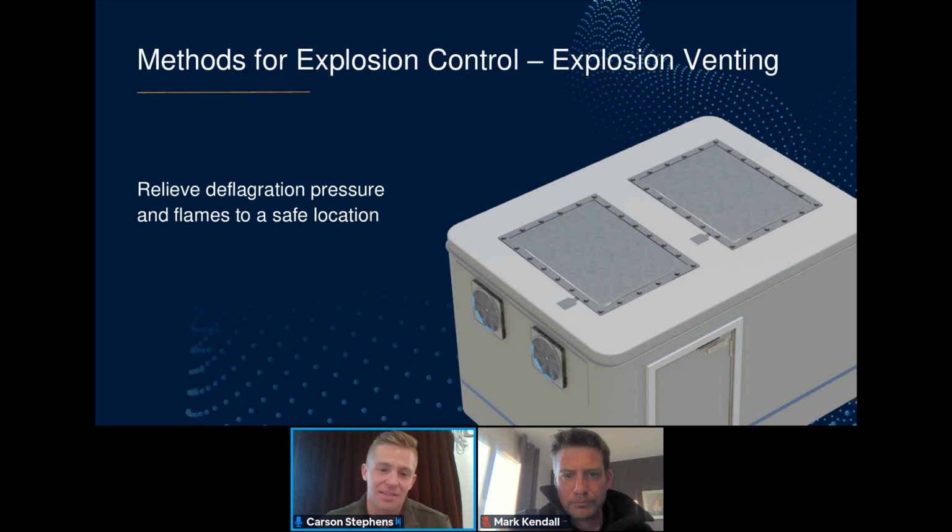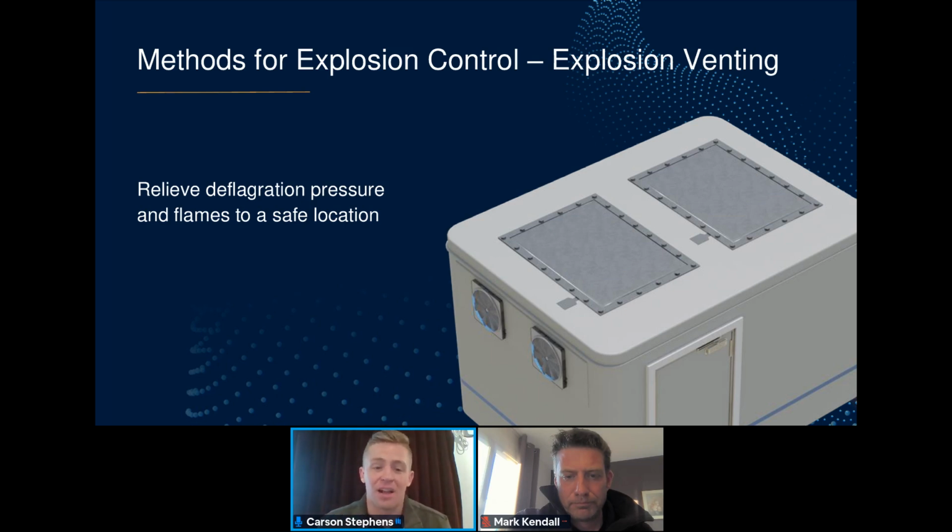And I say this because if you were to implement one of these, it's not proactively preventing an explosion from happening, but it's preventing an explosion from becoming catastrophic. So it's a predefined burst pressure, a relief area on your enclosure that's preventing an explosion from fragmenting the whole BESS. It's opening the explosion vent, allowing the explosion to vent to a safe area.